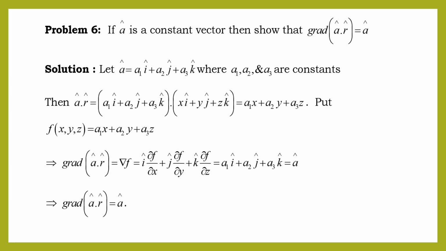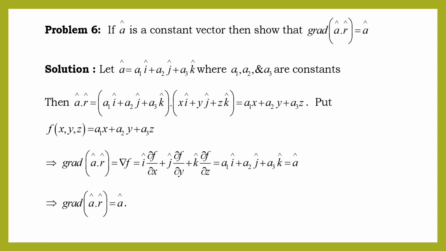Sixth problem. In this problem, they have given a constant vector a cap. We need to prove the gradient of a cap dot r cap equals a cap. Solution. What do I mean by a constant vector a cap?